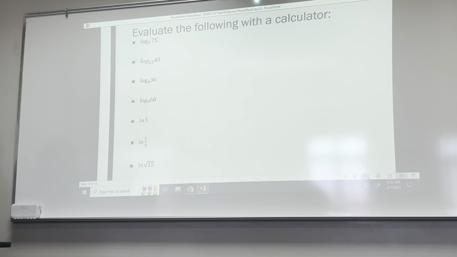These say evaluate with a calculator, so that must mean I can't do these in my head, right? 3 to what power is 75? Well, 3 times 3 is 9, 27, 81, somewhere between 3 and 4, isn't it?